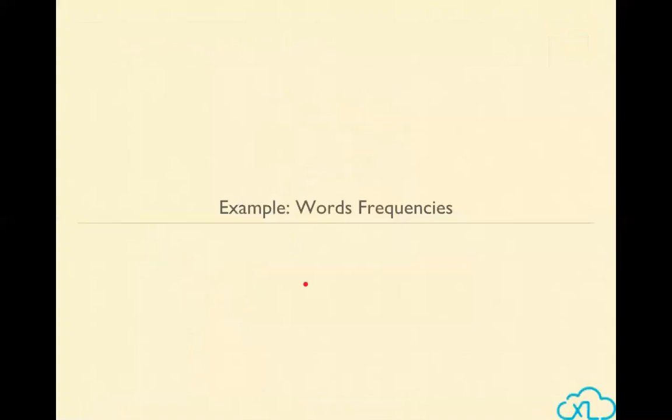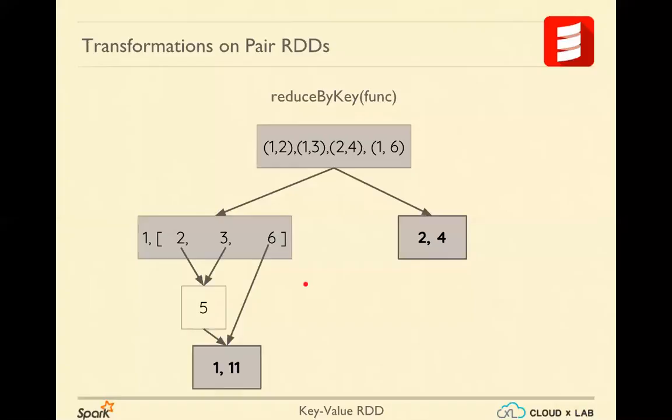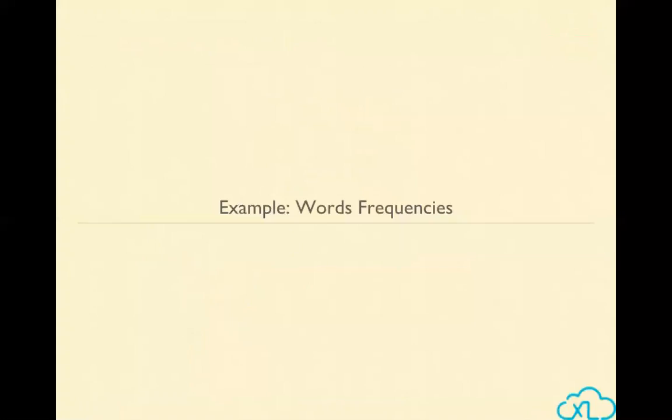All right, now using this knowledge of reduceByKey, we can revisit our word frequencies example. Now it will make more sense. Imagine you have a huge text file, and you are trying to compute the frequencies of all of the words found in the file. Frequencies meaning how many times each word is repeated, right?